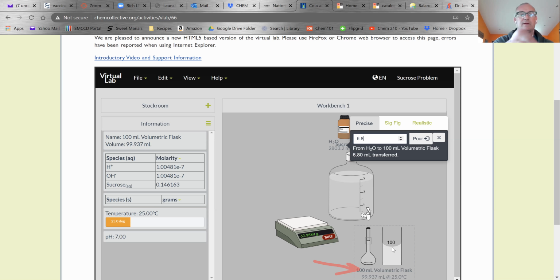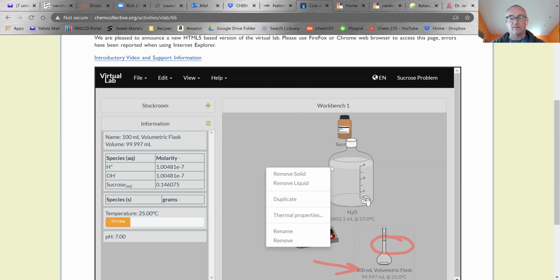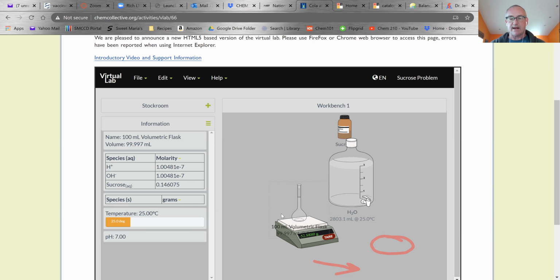When you look at the flask, it is almost, but not quite up to that line. So to top it off, I'm just going to add another very, very small amount. 0.06. That's pretty much close enough. All right, and then I just weigh the flask. Put it back on the scale and read the mass. So now my mass is 101.860 grams. What is the density?